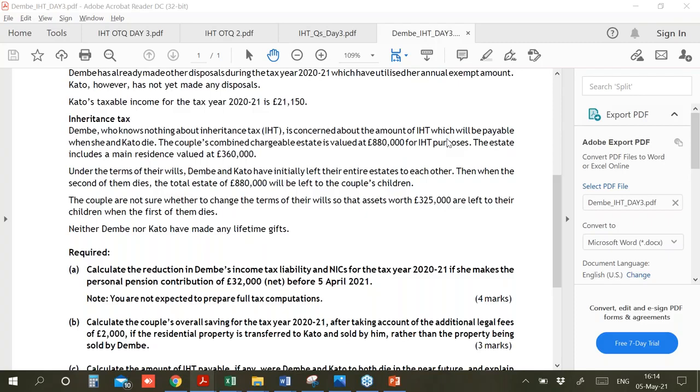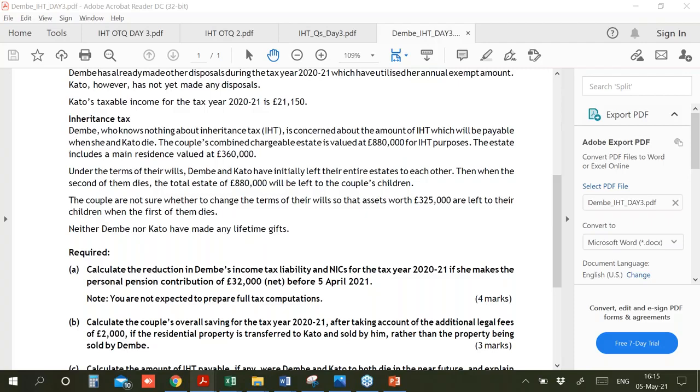Thank you, Shahzad Rahman. The answer is no, because you do not save any NIC by making a personal pension contribution, because they do not impact the NICs. They only impact your tax liability. So the NIC will remain the same. However, he'll be able to save 40,000 times 20% of the tax.